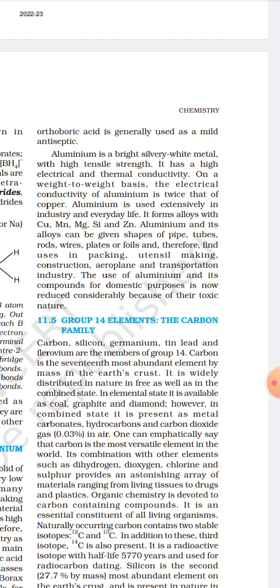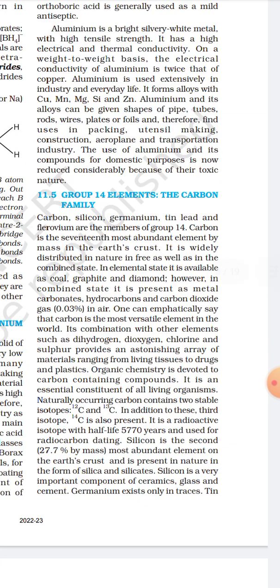Group 14 elements, the carbon family. Carbon, silicon, germanium, tin, lead and flerovium are members of group 14. Carbon is the seventh most abundant element by mass in the earth's crust. It is widely distributed in nature in the free as well as in the combined state. In the elemental state, it is available as coal, graphite and diamond. However, in the combined state, it is present as metal carbonates, hydrocarbons and carbon dioxide gas.